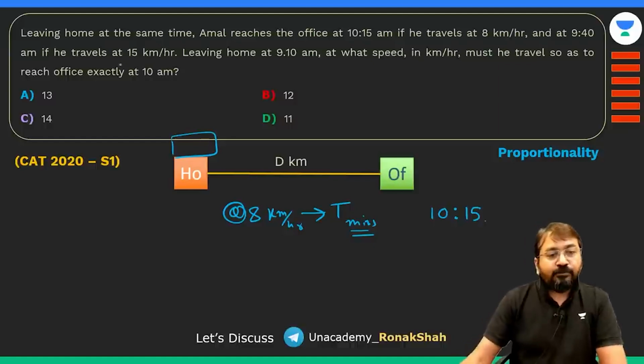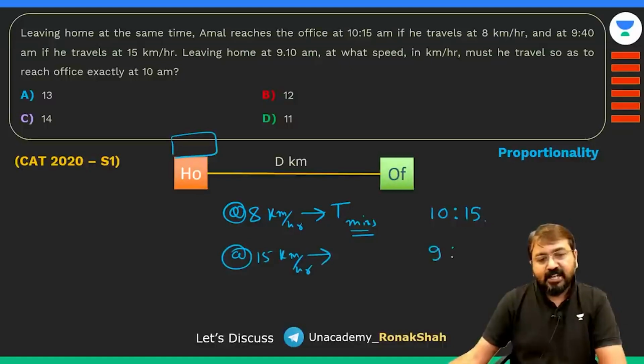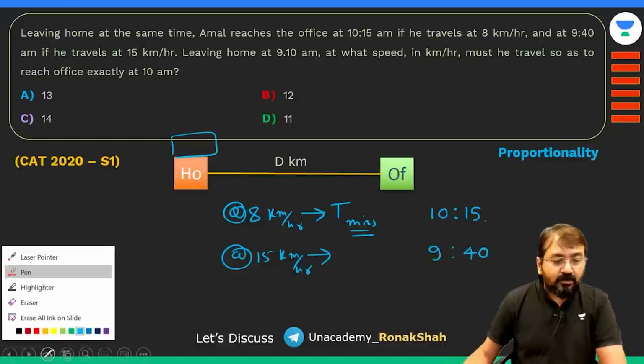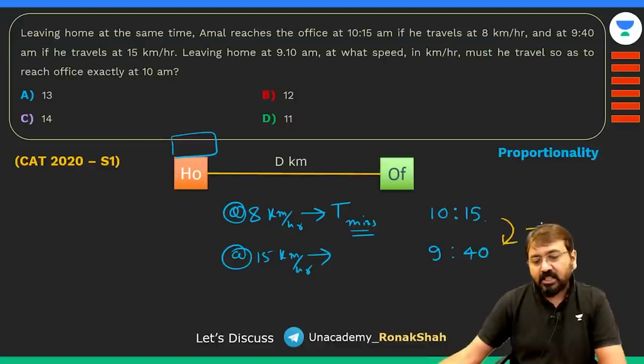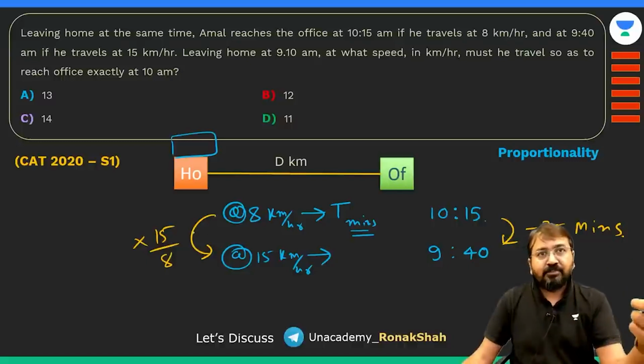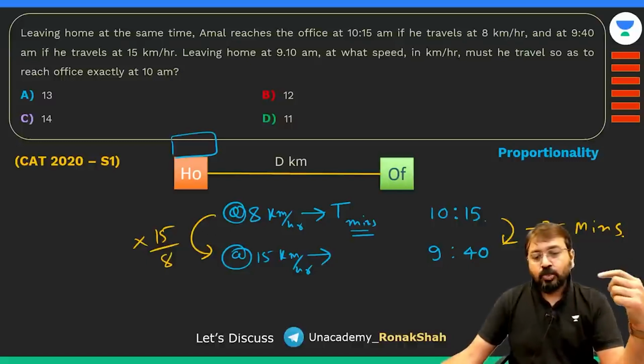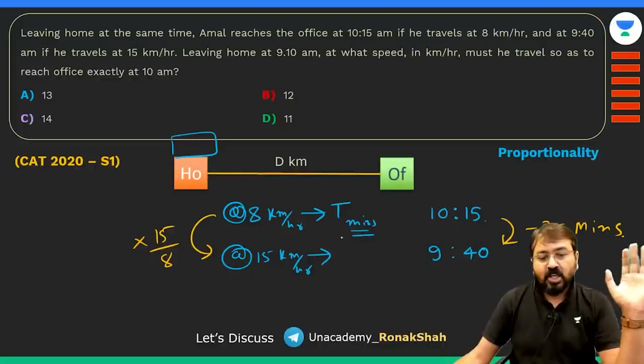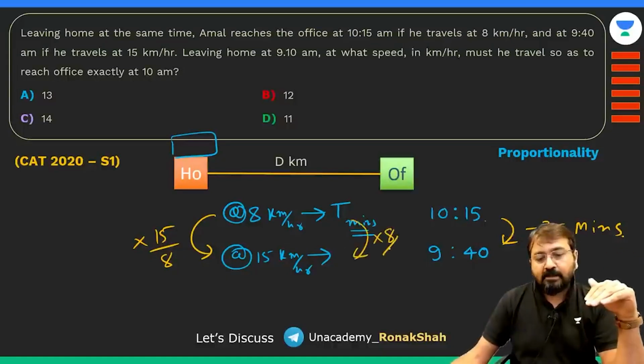And at 9:40, if he travels at 15 km per hour. So if he travels this distance at 15 km per hour, the distance remains same over here. Then he reaches at 9:40. That means we can easily make out he's saving 35 minutes over here, right? By increasing his speed by 15 by 8. Okay, his speed has become 15 by 8 times the previous speed. So his time has gone down by 35 minutes. So can I say if speed has become 15 by 8 times, so time should become 8 by 15 times.